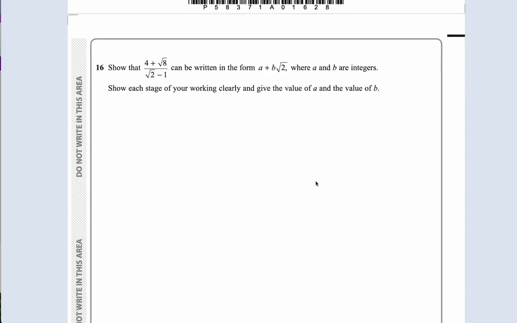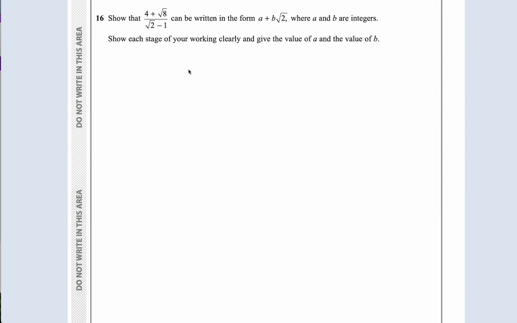Okay, that's question 15. Question 16, show that this can be written in this form. Show each stage of your working. Right, again, I would argue this is not an easy question, but it is familiar. We've seen this type of question before, and we know the trick. Well, I do at least. What we do is we multiply above and below by the conjugate of the denominator. So root 2 minus 1, we're going to multiply by root 2 plus 1. Now we multiply above and below because I'm basically just multiplying by 1.